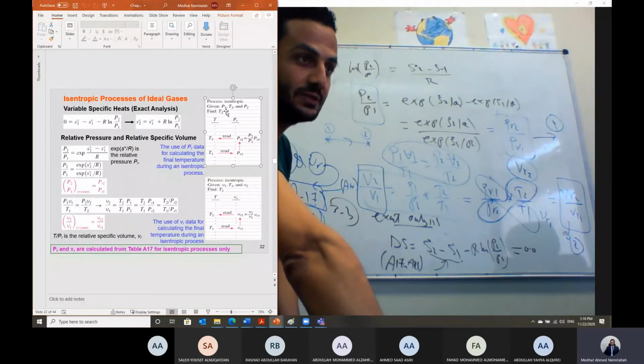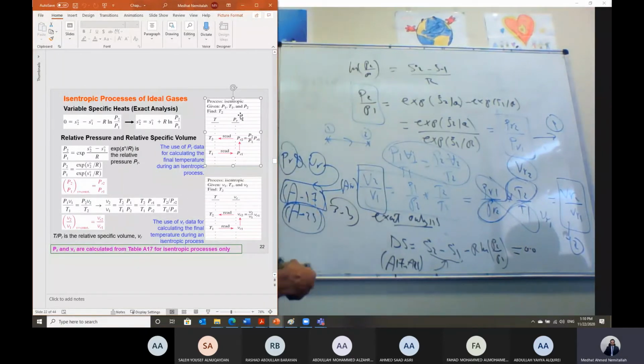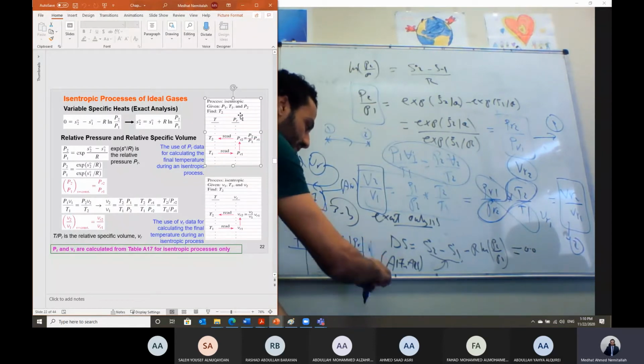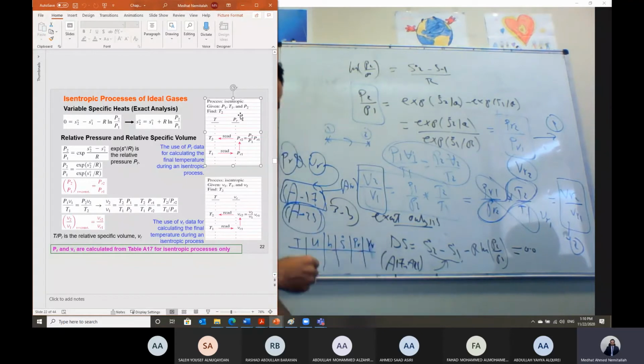So what should I do in this case? From table A17, if you look at the given temperature, you will find the internal energy given as we used to do. Enthalpy is given. You will find s naught is given, and also you will find the relative pressure and the relative specific volume. So at a given temperature, we can go to the table and get relative pressure and relative specific volume.